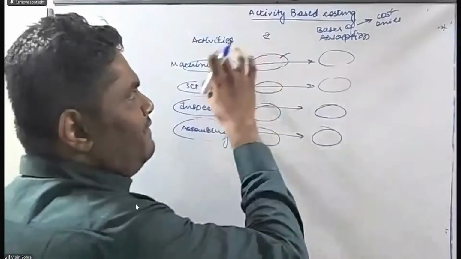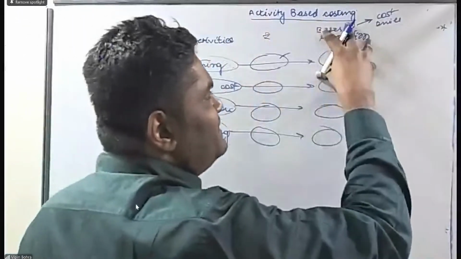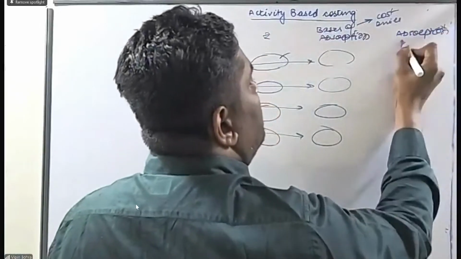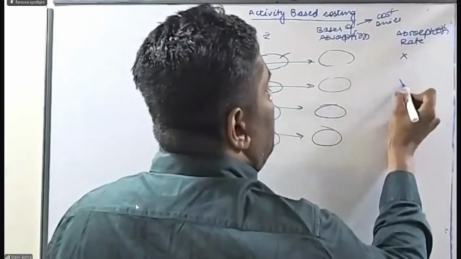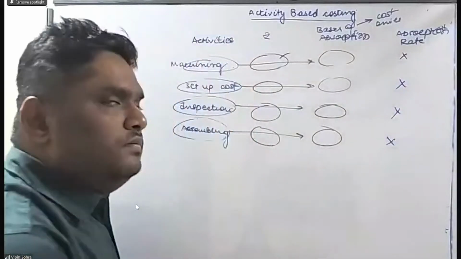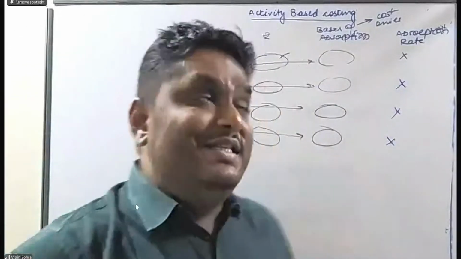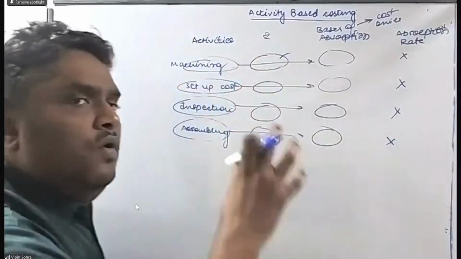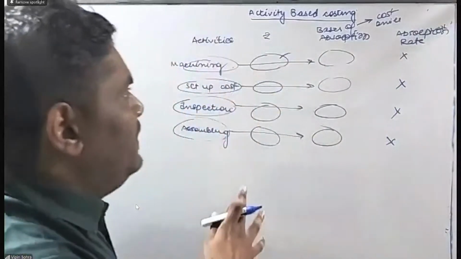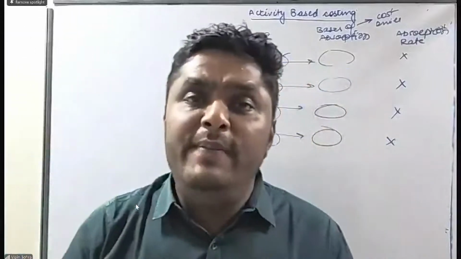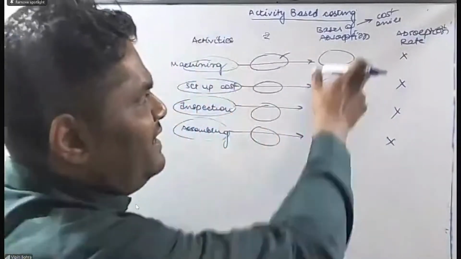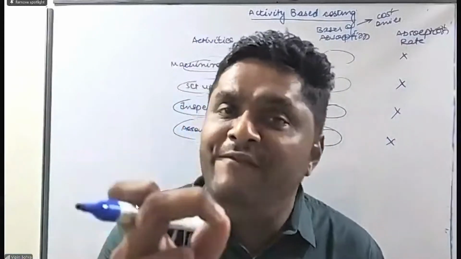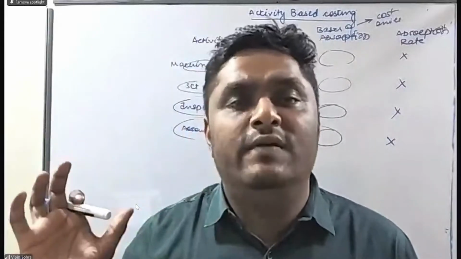Now, once we have the activity, the total amount, and the basis of absorption, we can easily calculate the absorption rate. So first thing you have to do, identify all the activities, calculate the cost of each activity. Thereafter, every activity will have a separate basis of absorption, identify that, and accordingly you can easily calculate the absorption rate.